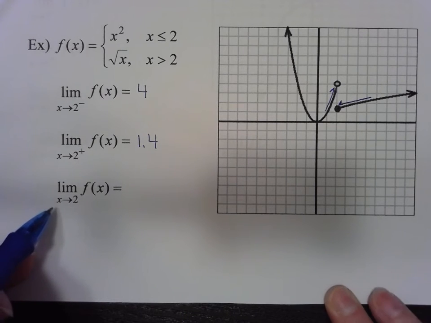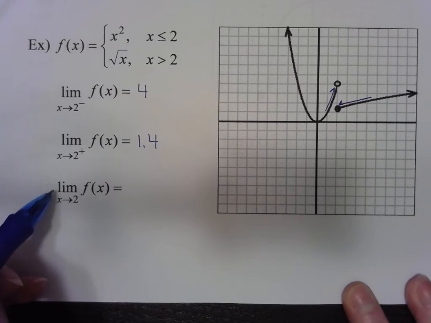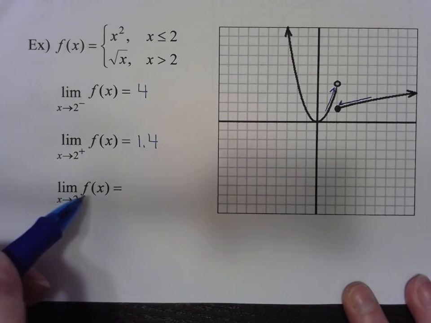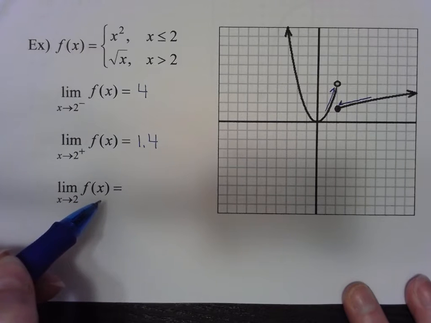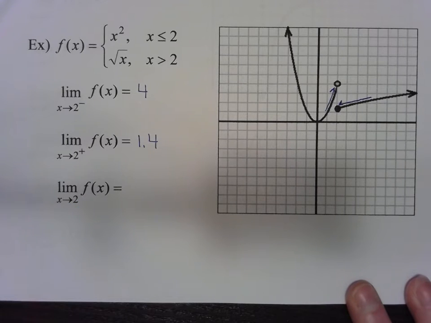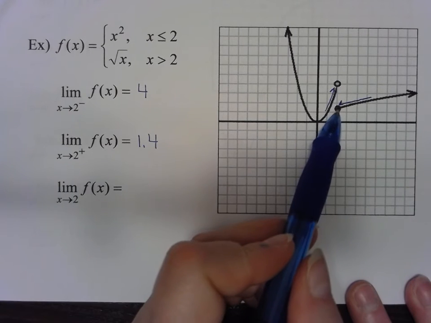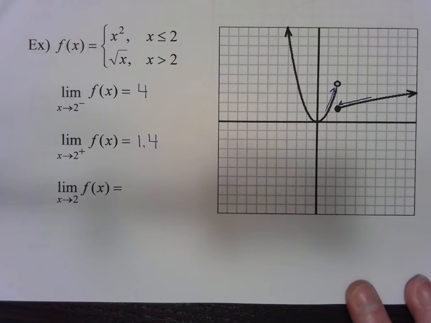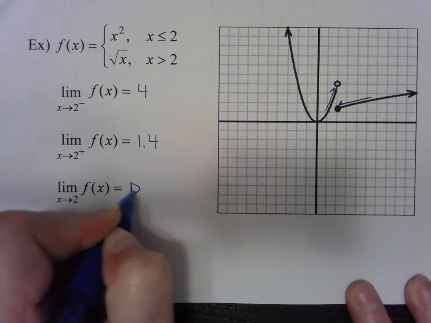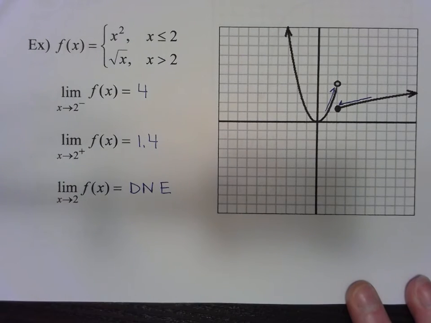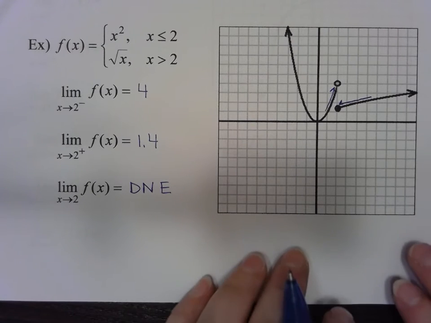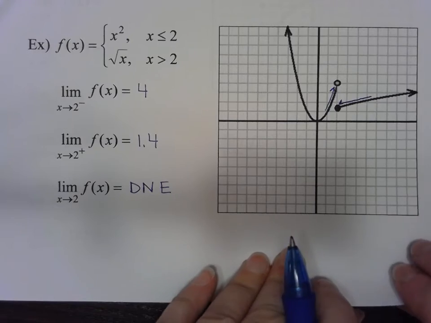Okay, so what about the general limit? Not one-sided, but just in general, as x gets close to 2, is the value of the function approaching one number? And the answer to that is no. On the right, it's approaching this number, and on the left, it's approaching this number. So it's not consistent right there at 2. And so this limit does not exist. This is one of those times when it does not approach the same value.